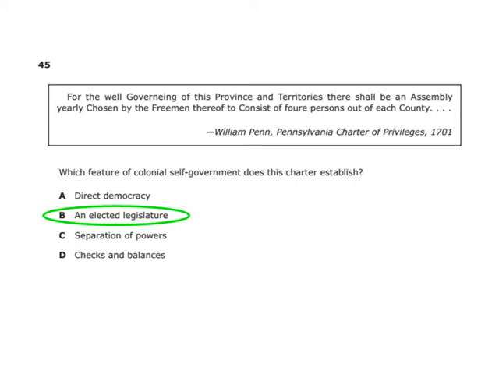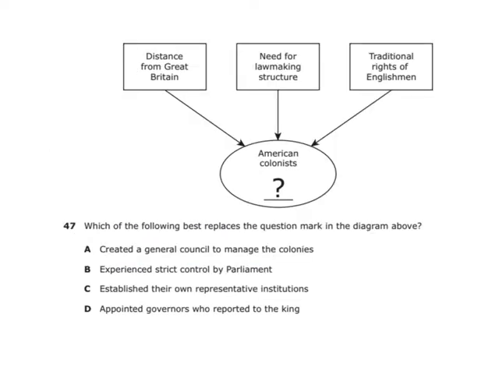Elected legislator. All right, distance from Great Britain, need for lawmaking structure, traditional rights of Englishmen, American colonists, question mark. Which of the following best represents the question mark on the diagram above?